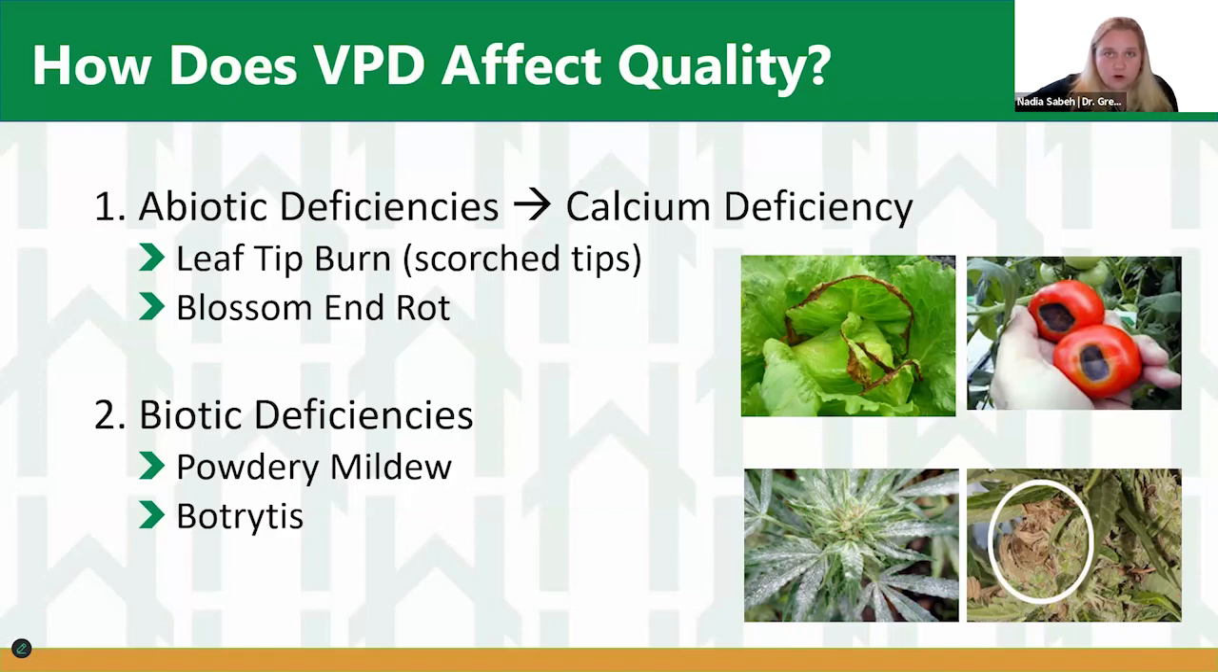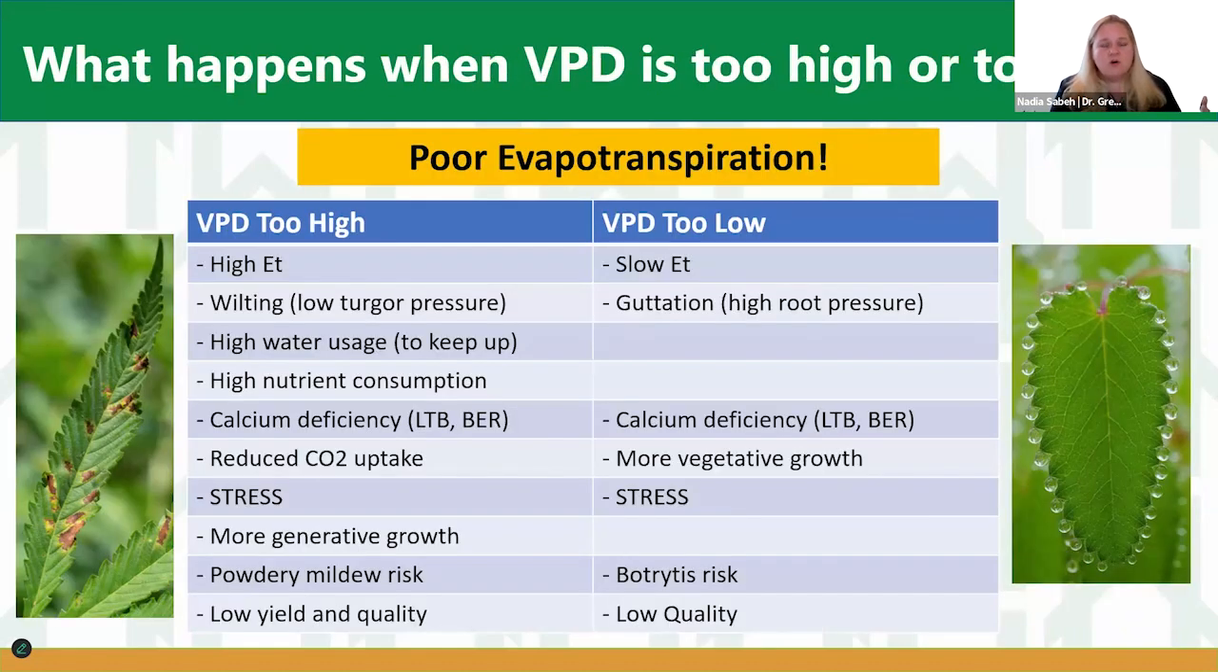But if that water could be evaporated, there would be nowhere for those mold spores to grow, right? Okay. So VPD has a huge effect on the quality of our plants and the health of our plants. So, just to summarize what happens when the VPD is too high or too low, okay?